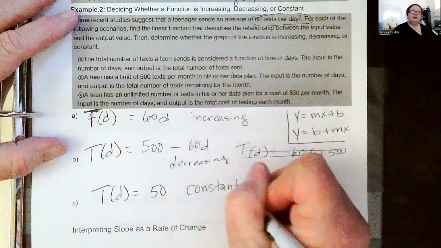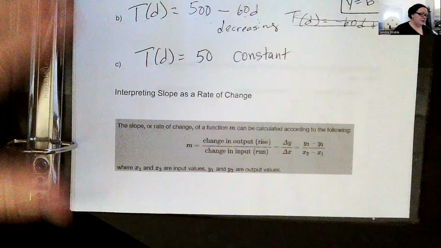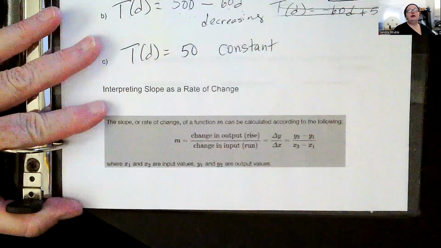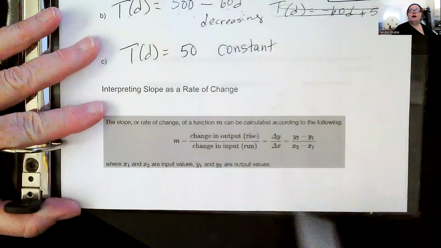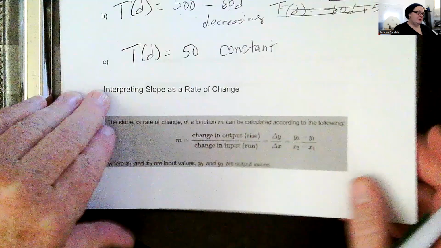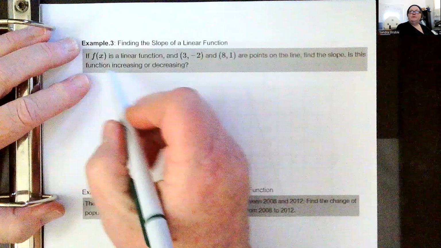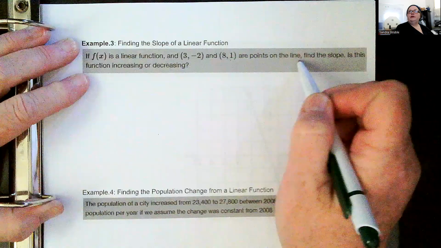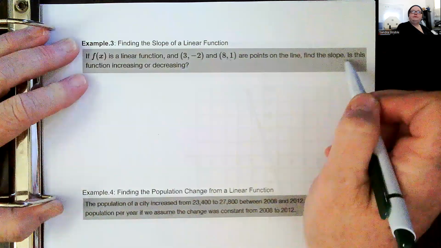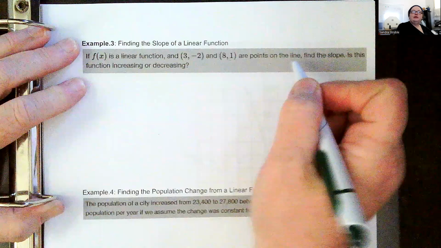All right. Next victim. Interpreting slope as a rate of change. This is not new to you. We've already covered this, so let's just get at it. This is just going to be the rate of change, the slope, given 2 points, x sub 1, y sub 1, x sub 2, y sub 2. So let's start this. If f of x is a linear function, and you've got these 2 points on the line, find the slope. And then we're going to have to find out if it's increasing or decreasing.